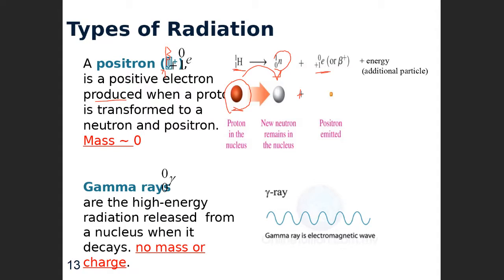The last one is the gamma rays, which we are going to represent by this symbol. The gamma rays are very high energy radiation released from the nucleus when it decays, but no change in the mass will happen. So no mass or charge. The gamma rays don't have any mass or any charge. That's why we represent them by 0.